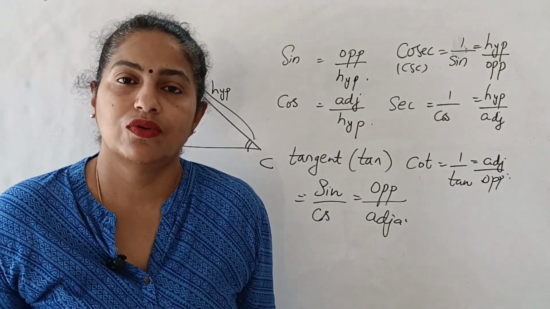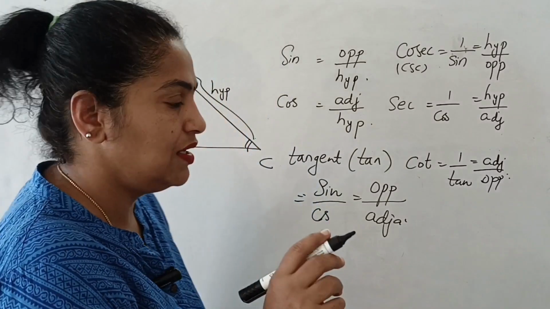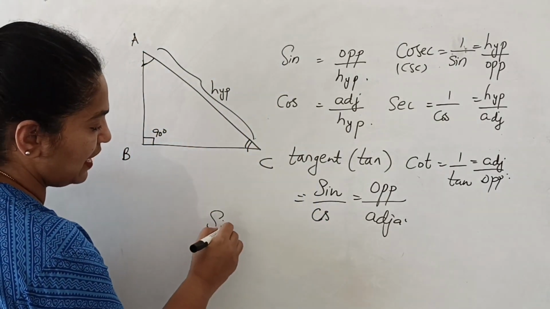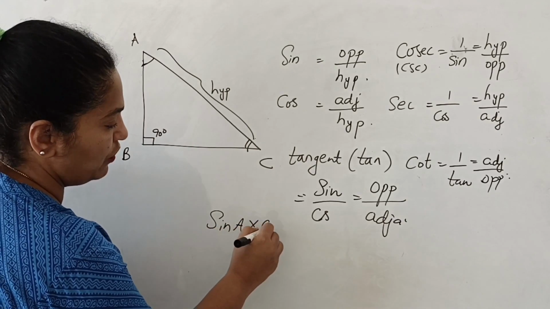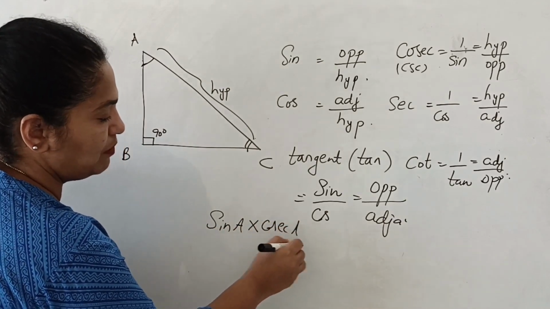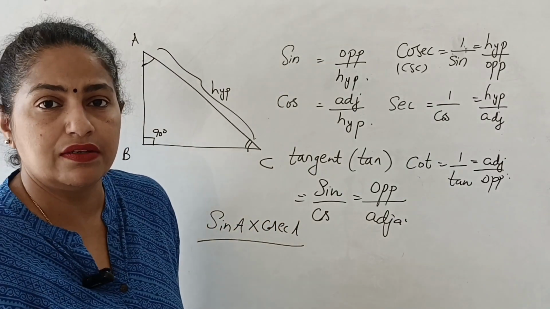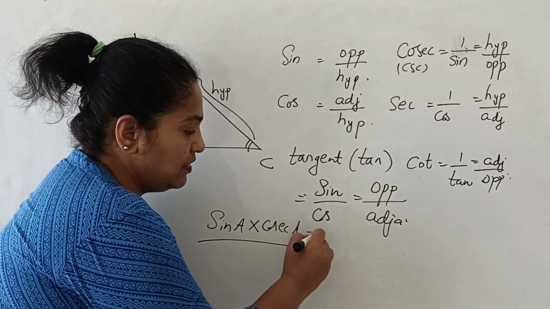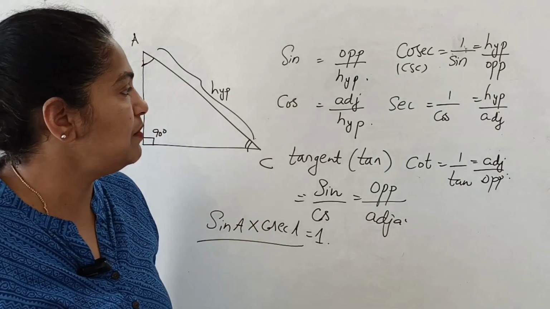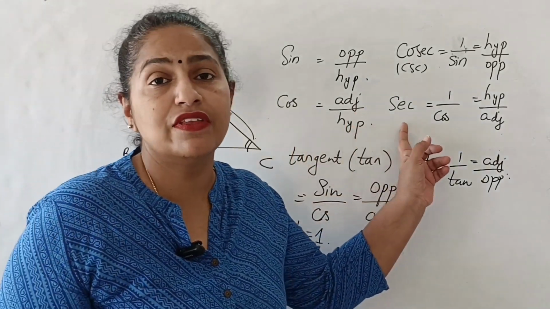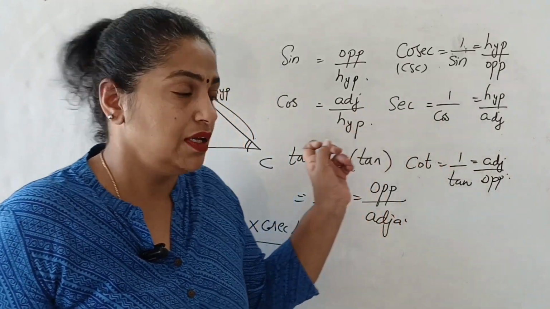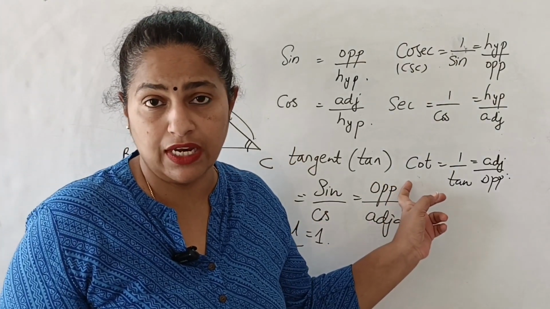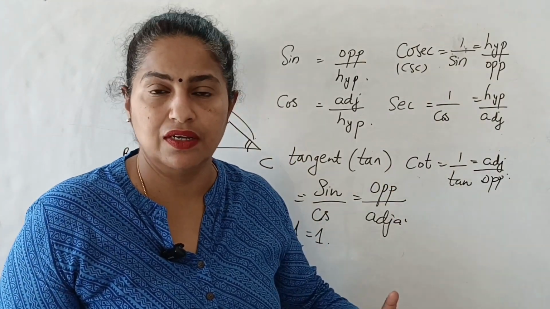Okay. Now, let me ask you one thing. Suppose I have the sine of an angle. I also have the cosecant of an angle. I am multiplying them together. What will I get? This is the reciprocal of this. I will get 1. Similarly, cos of an angle into sec of an angle will give me 1. Tan of an angle into cot of an angle will give me 1.